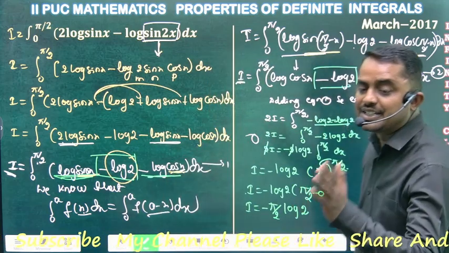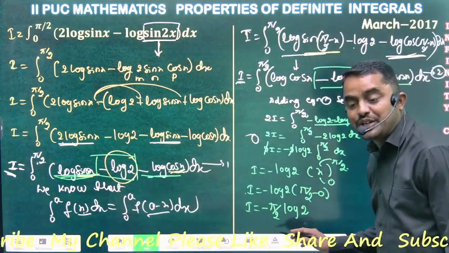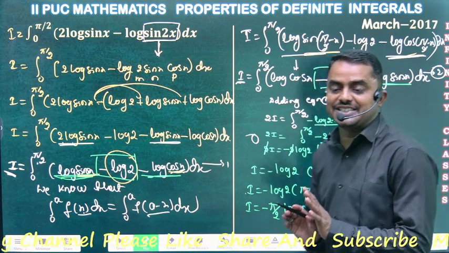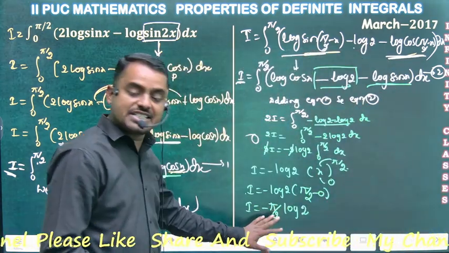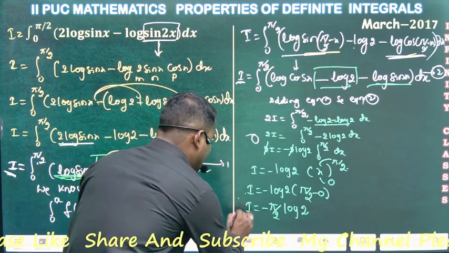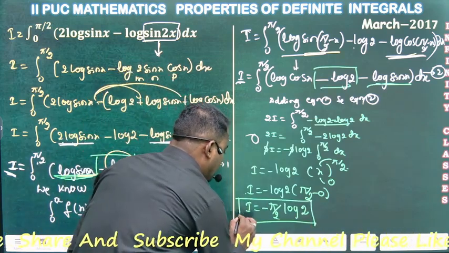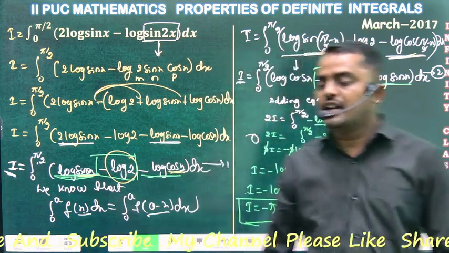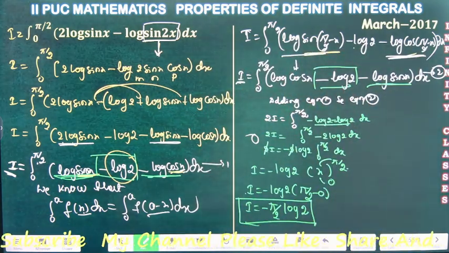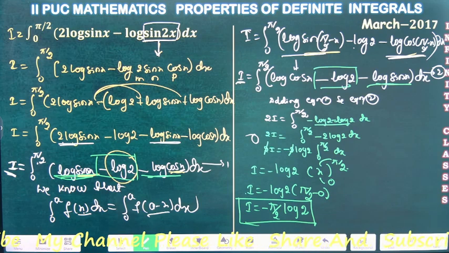And one more thing: some students are going to cancel this 2 with the other 2. Don't cancel this one, it is not going to be cancelled. This is the final answer, that is I is equal to minus 5 by 2 log 2. Pause the video and note it down. In this way we have to solve the problem. It is a very important problem.